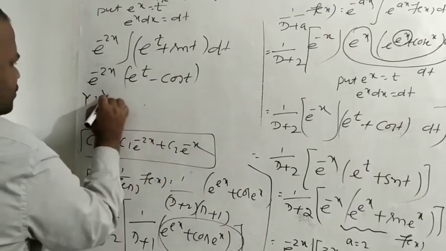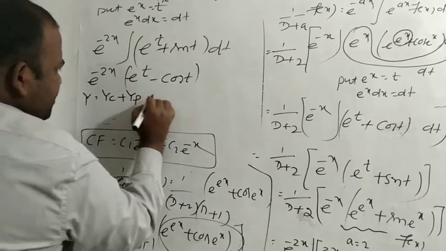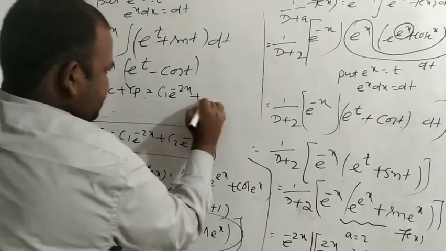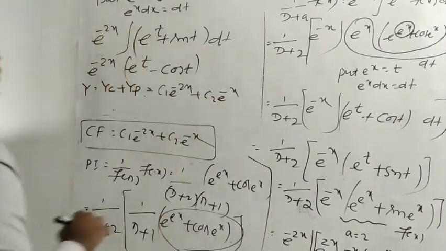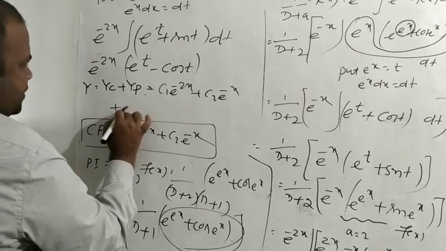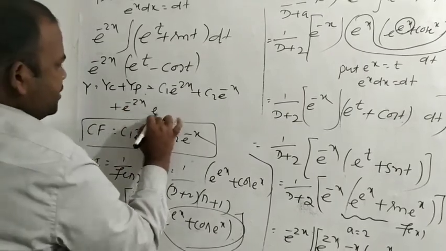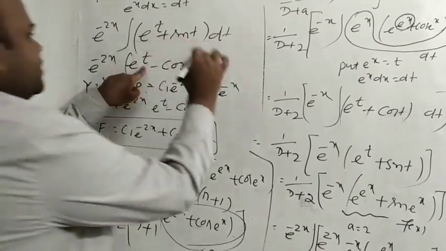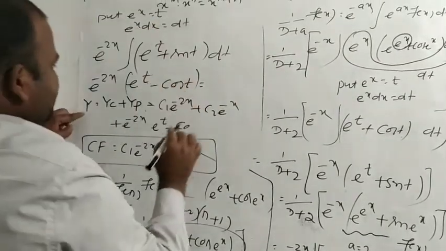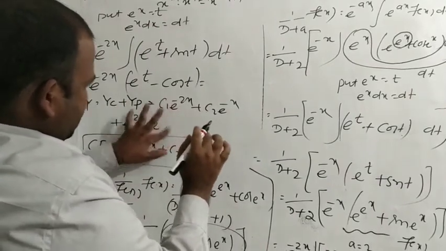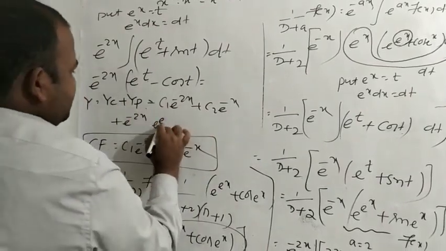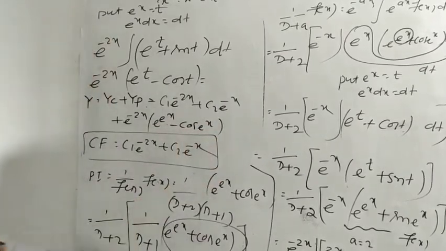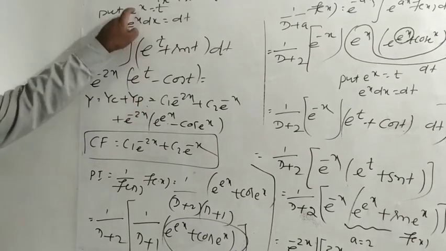Total solution y equals to yc plus yp. What is yc? c1 e raised to minus 2x, c2 e raised to minus x, and what is PI? Plus e raised to minus 2x, e raised to t minus cos t, and t is there, so e raised to t, that you convert in the form of e raised to x. So that is e raised to minus 2x, e raised to x minus cos of e raised to x.